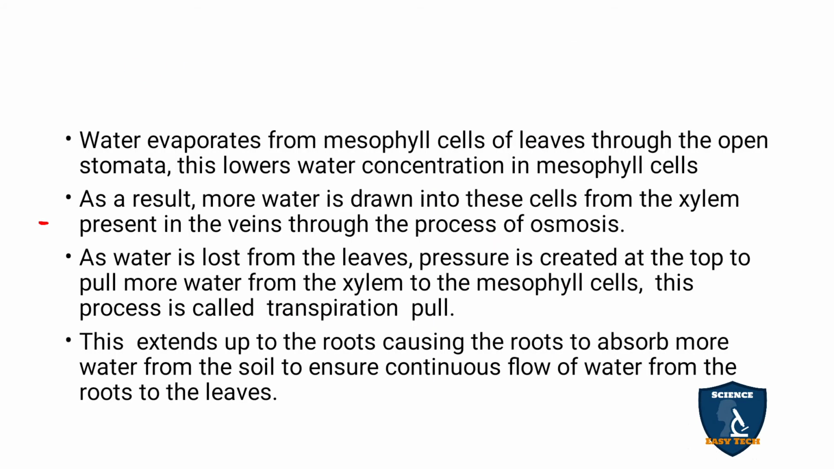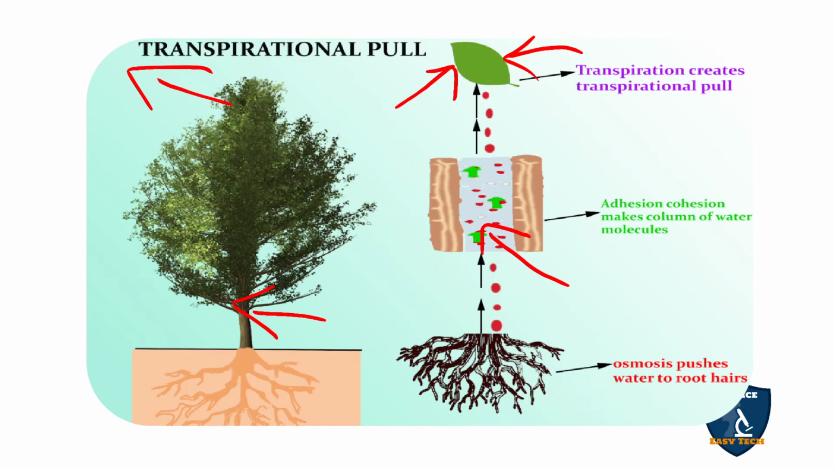This extends up to the roots, causing the roots to absorb more water from the soil to ensure the flow of water from the roots to the leaf. The pressure is created in the leaf, but it reaches till the roots. The roots absorb water from the soil, and that water has to be taken to the tip of the leaf. So from roots to leaf there is a pull. That pull is called transpirational pull.